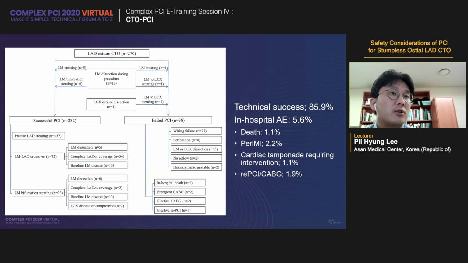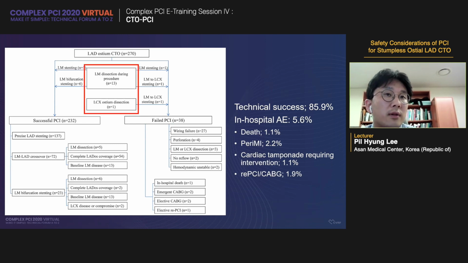This flow sheet shows the detailed procedure sequence of the cohort. The overall technical success was 85.9%. There were 3 cases of in-hospital death, 3 cases of cardiac tamponade requiring intervention, and 5 cases of in-hospital redo PCI or bypass surgery. So the overall numbers here are in line with the results of other CTO registries.